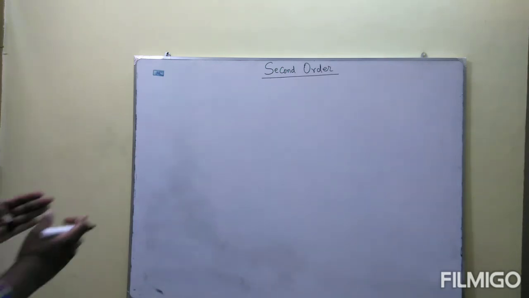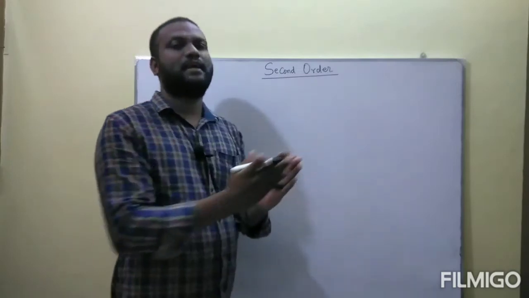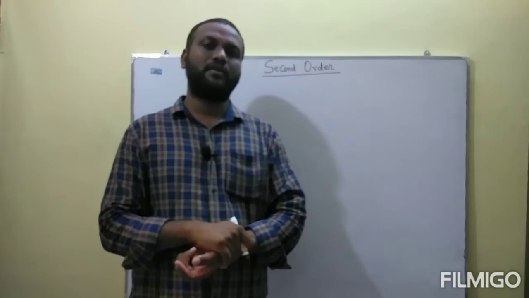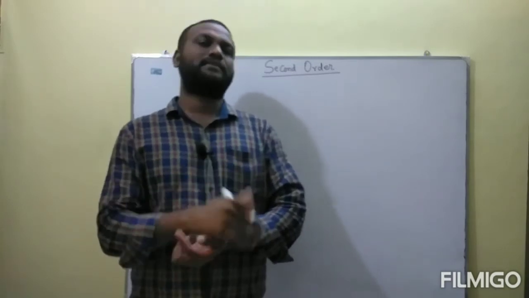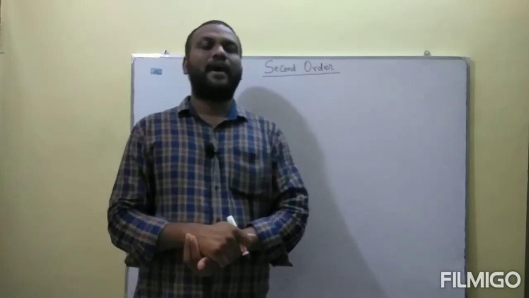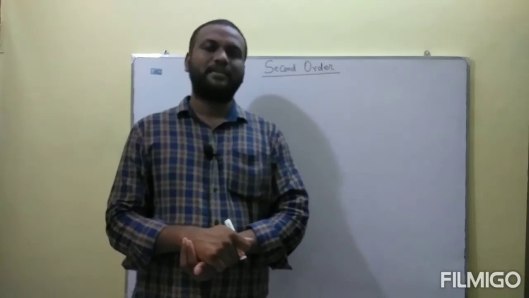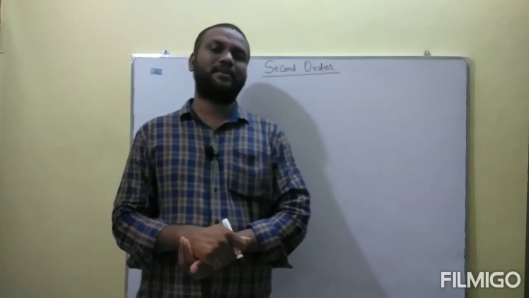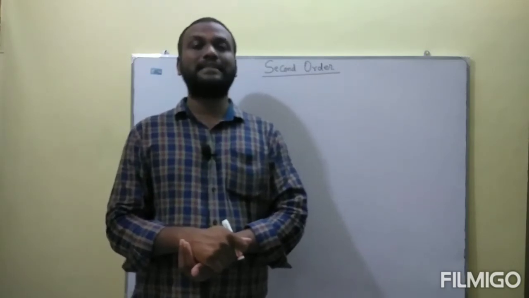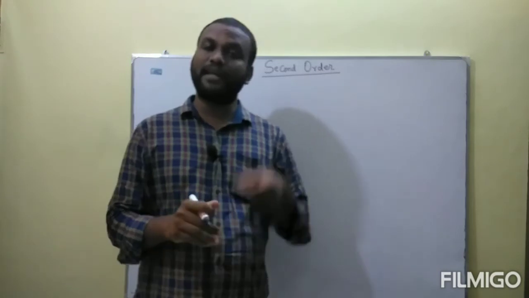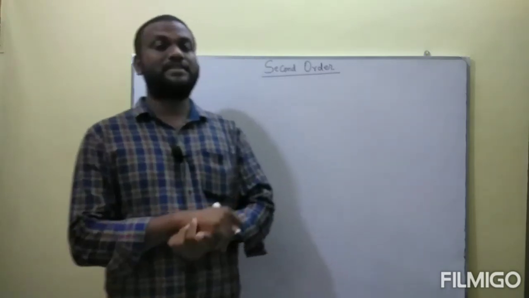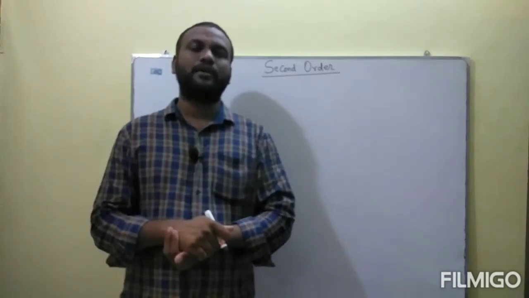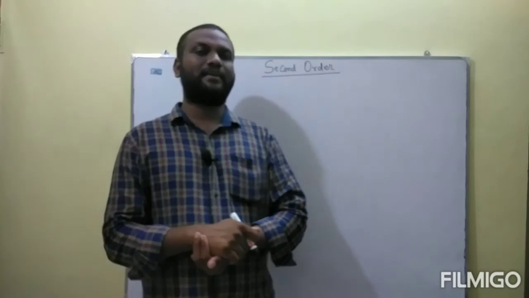In this video, we are going to discuss the second order rate expression and the half-life period of a second order reaction. As discussed earlier, the order of the reaction is nothing but the sum of the powers of the concentration terms raised in the experimentally determined rate law. If the sum of the powers is equal to 2, then the order of the reaction is a second order reaction.